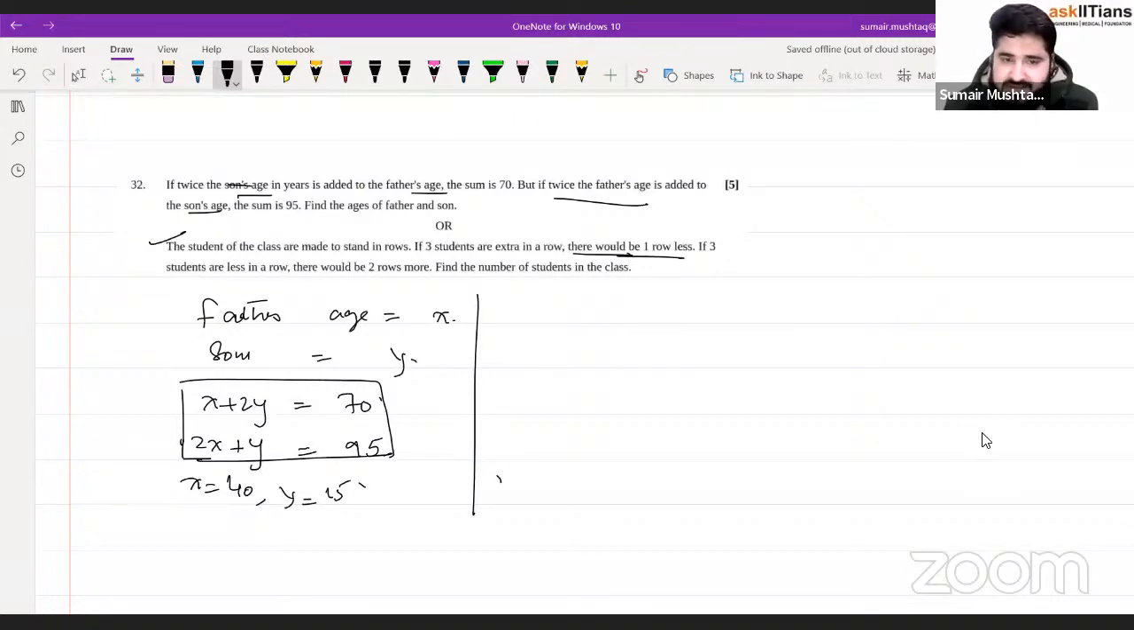The students of the class are made to sit in rows. If three students are extra in a row, extra meaning they are added to the row, then the rows will be less by one. Okay, let us say the students be x. Rows be y.